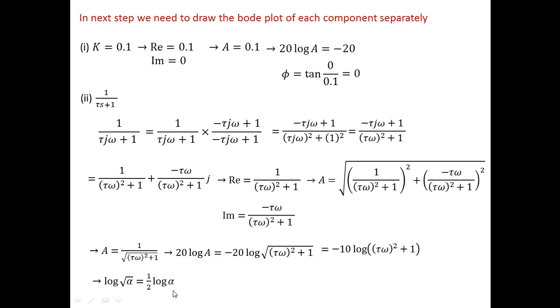So in order to plot this function in the logarithmic plane, I need to make some assumptions. Actually, this function is too complicated and nonlinear, and we need to make some assumptions to simplify it. To do so, I first assume that tau omega is much less than 1.